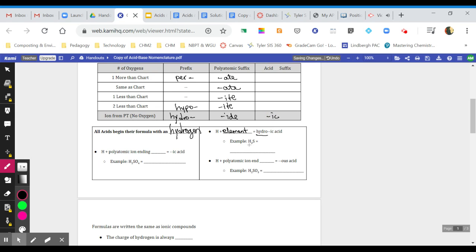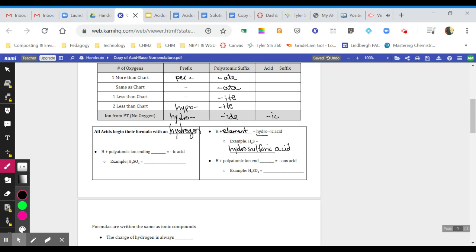So our example here is H2S. So we start with the prefix hydro. The name of the element is sulfur, so we call it sulfuric. We add that suffix, and then we say the word acid.